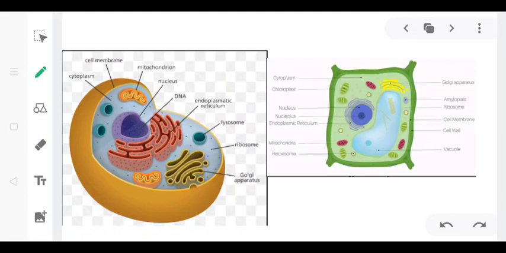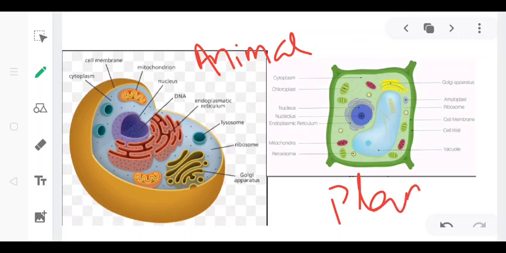So here is the cell of an animal. This one is the animal cell, and this one is the cell structure of a plant body. Here you can see cytoplasm, cell membrane, mitochondria, nucleus, DNA. Nucleus and DNA we have already discussed. Also we have discussed the cytoplasm and cell membrane. So the rest we are going to discuss here.